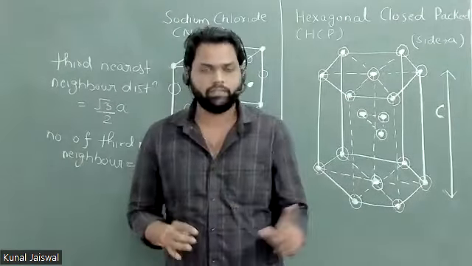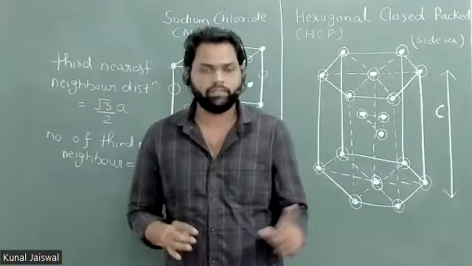Gamma is the angle between A and B. This angle is gamma, and it will be 120 degrees. How? If you see here, while connecting all the lattice points together, there are a total of 6 triangles. Able to see? There are 6 equilateral triangles here, and this angle for one triangle will be 60 degrees. So the total angle will be 120 degrees.